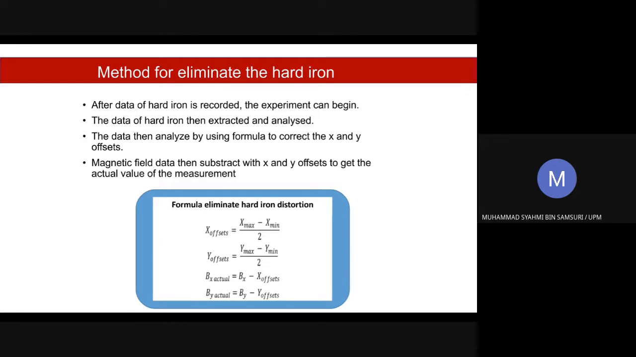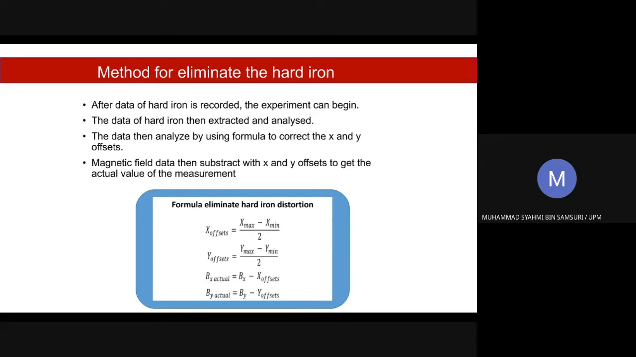The hard iron data is then extracted and analyzed, using a formula to correct the x and y offset. The magnetic field data is subtracted by the x and y offset to get the actual value of the measurement. The formula is in the figure. First we need to get the x offset.